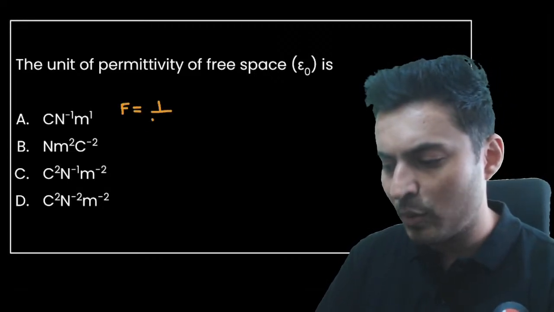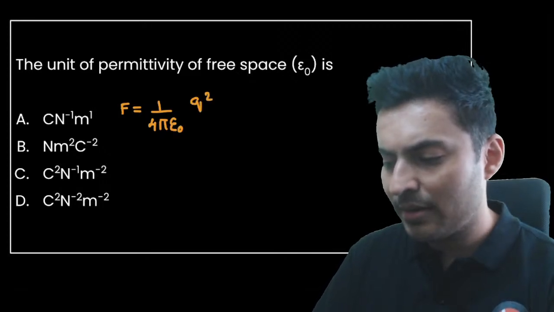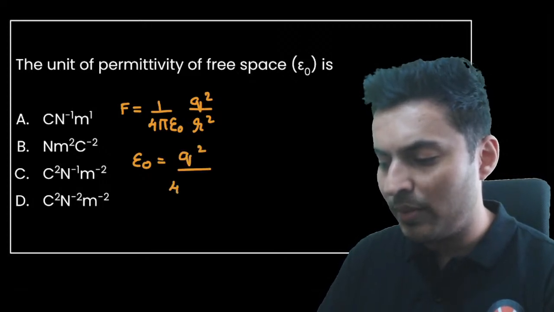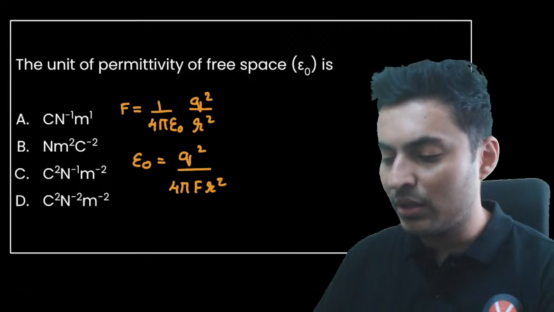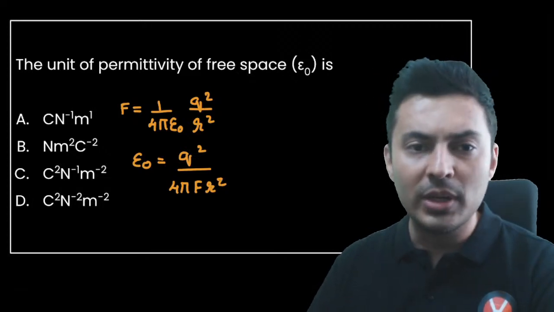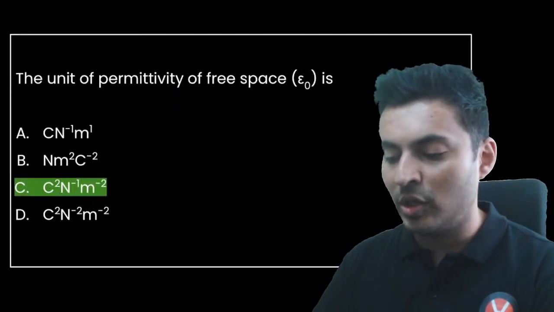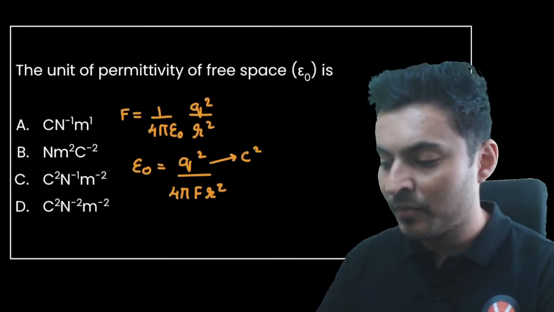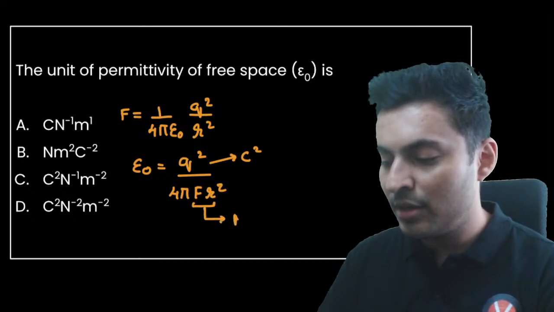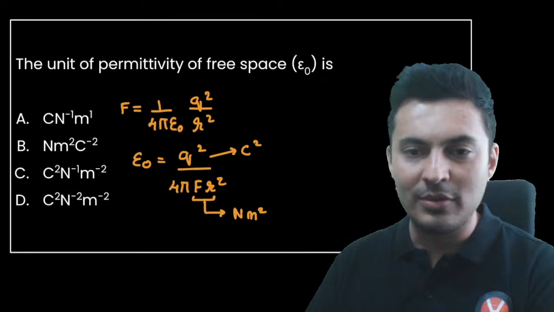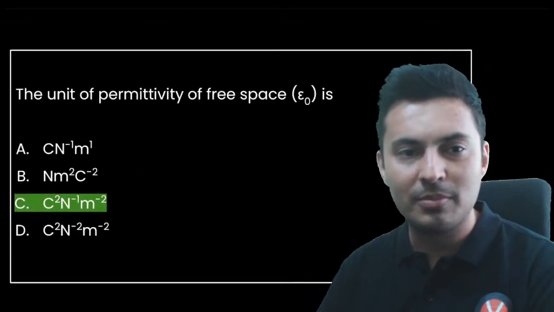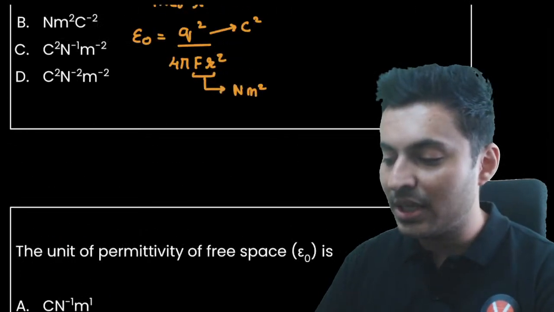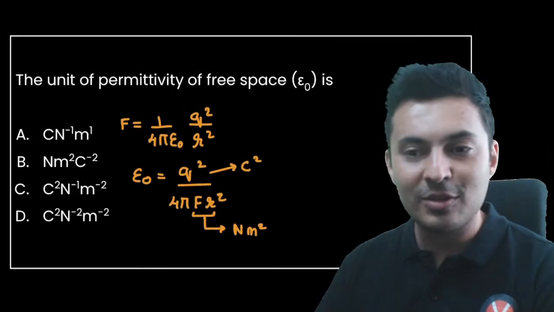You can use this formula: 1 by 4 pi epsilon naught, q square by r square. So epsilon naught will be q square by 4 pi F r square. So you can see on the top you have Coulomb square, at the bottom you have Newton as well as meter square. So that's the answer. That is option C, not option B. I think many of you put meter square on the top. No, it is not B. It is option C. Be careful. R square is below.